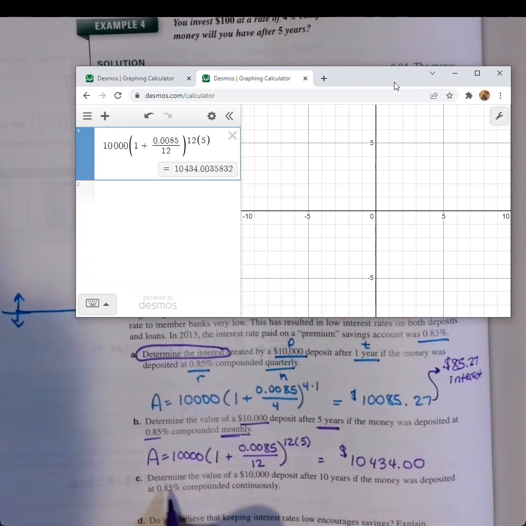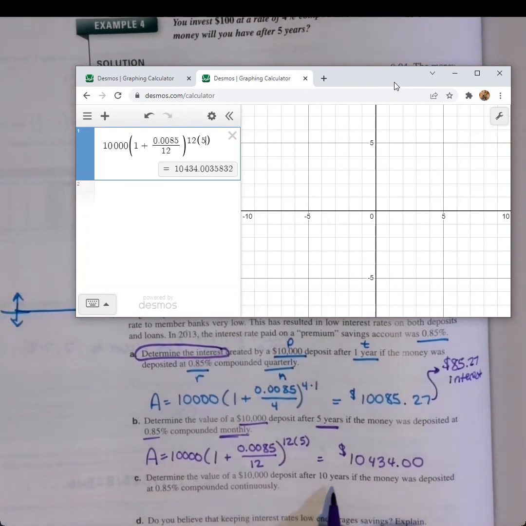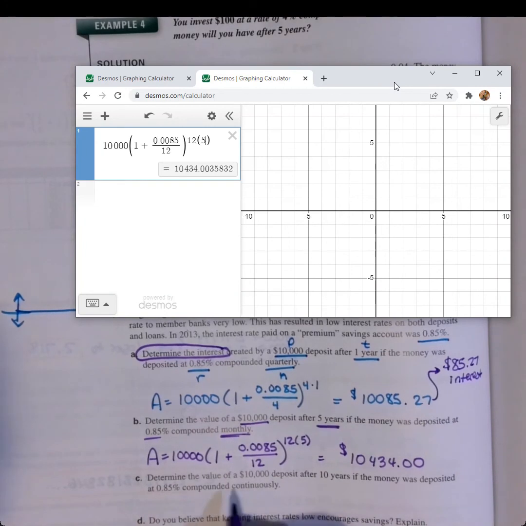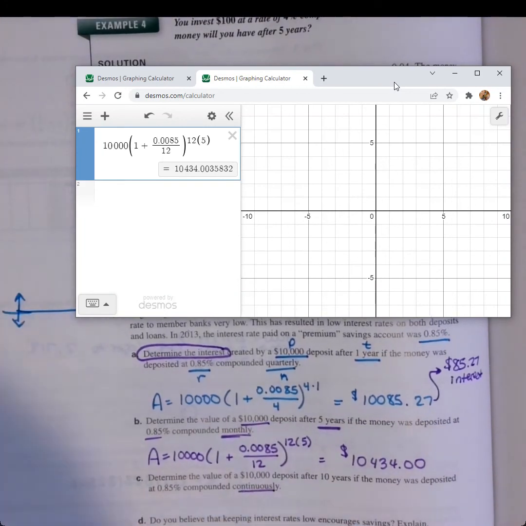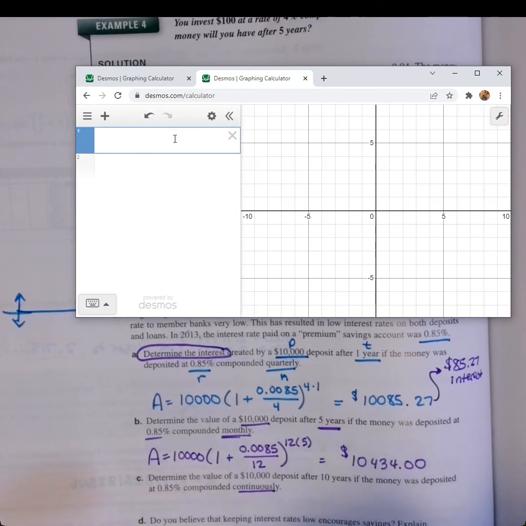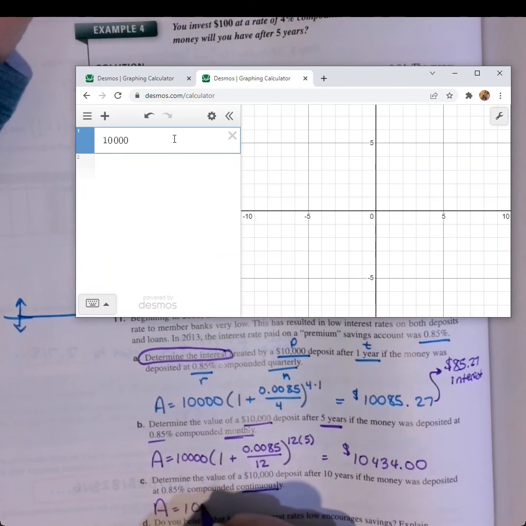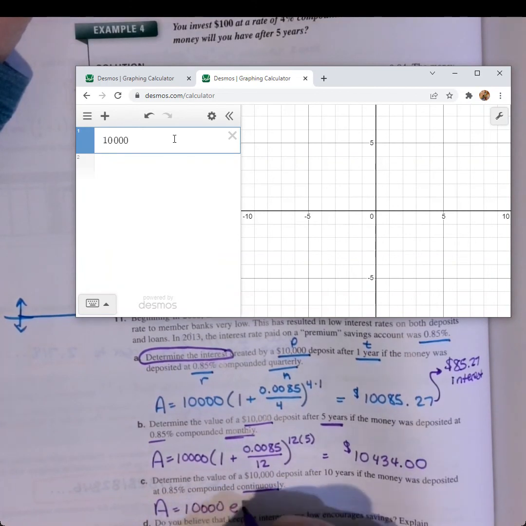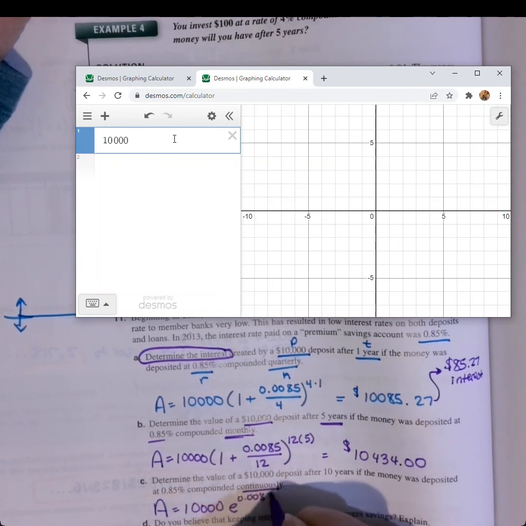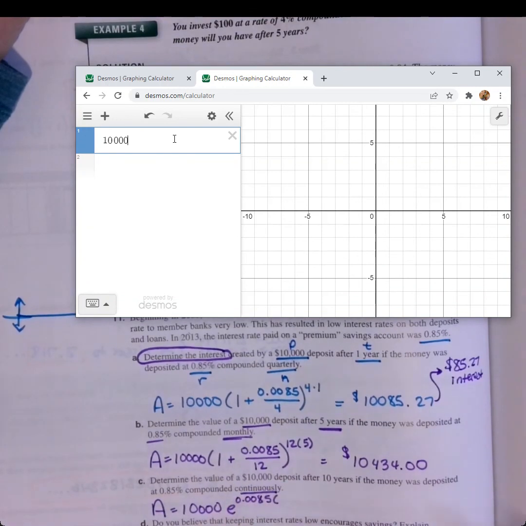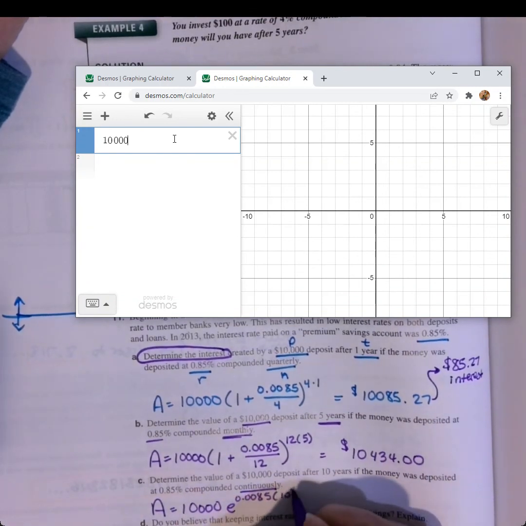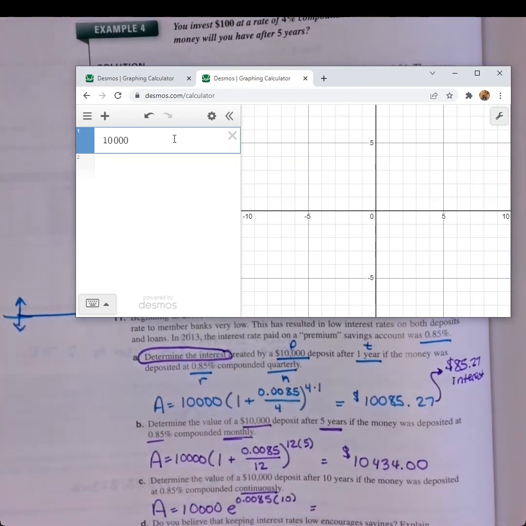C, determine the value in the account deposited after 10 years, the money was deposited at the same interest rate, but this time compounded continuously. So this time I need to start anew because I'm going to be using a different equation. If I'm going to compound continuously, it's going to have the 10,000. I should write it down first. It's going to have the 10,000 times e to the r, which is 0.0085 again. And then times t, again, this time it's going to be 10 years. So we're going to put 10 in this case. And we're going to determine the value in the account.